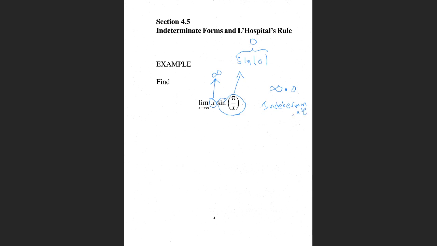We don't know. You've got one function getting bigger times another function getting smaller. It's like an arm wrestling contest. Who wins? It really depends on the rates at which these functions go to infinity and 0.